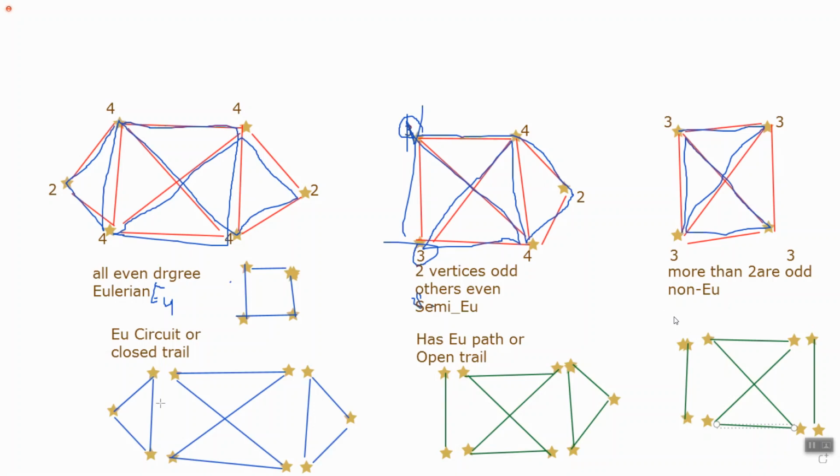Then we continue the notes. Write down these things: Euler, even degree, Euler circuit or closed trail. We use both names here: Euler path and open trail, and non-Eulerian, because we are going to discuss Hamiltonian. There we have path and cycle, here we have trail and circuit. So therefore, you understand the difference.